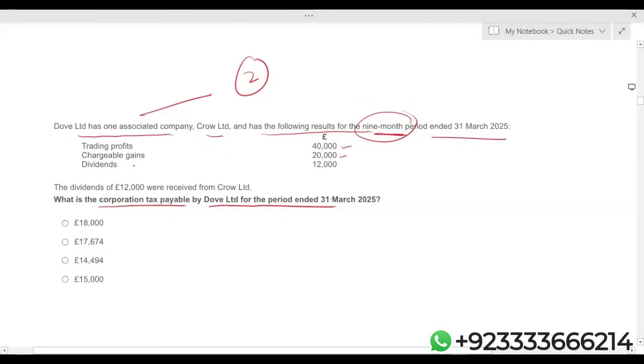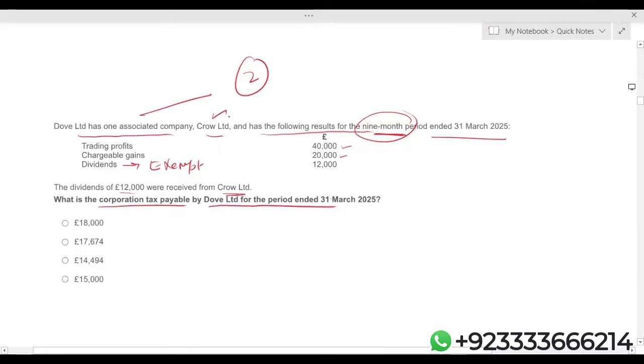Chargeable gain is 20. Dividend income in case of corporation tax is exempt. No matter whether it is coming from your subsidiary or not, simply dividend income is exempt. But we know that if dividend income comes from non-group companies, the role of that dividend income is just to take that and calculate augmented profit. Right now, this 12 will not be a part of even augmented profit. Why? 12,000 was received from Crow Limited, and Crow Limited is your subsidiary.